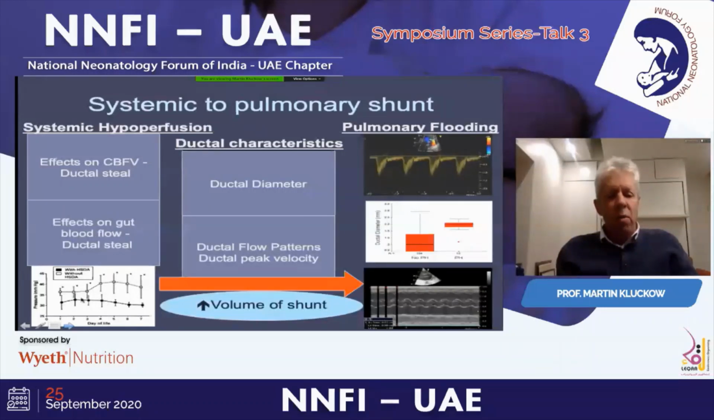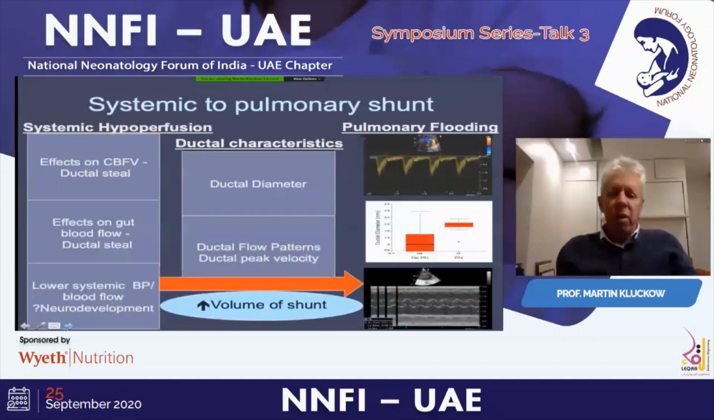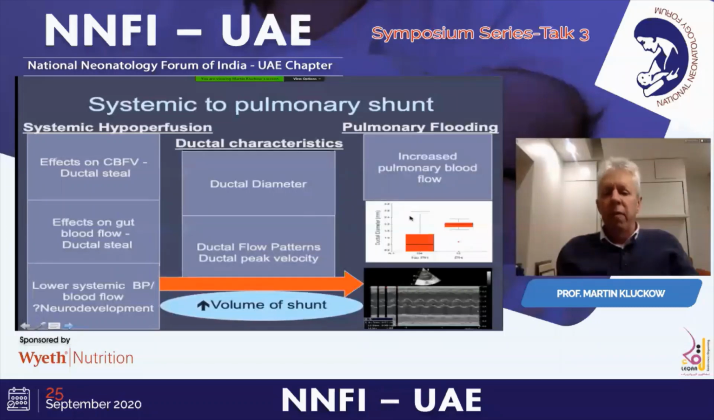So this is the group of babies with a hemodynamically significant PDA who have a lower blood pressure than babies without a hemodynamically significant PDA. Then we can look on this side, pulmonary flooding. As the systemic to pulmonary shunt increases, we can have increased pulmonary blood flow, and this may manifest as pulmonary hemorrhage. And in our study and in other studies, increased ductal diameter is associated strongly with increased pulmonary hemorrhage.